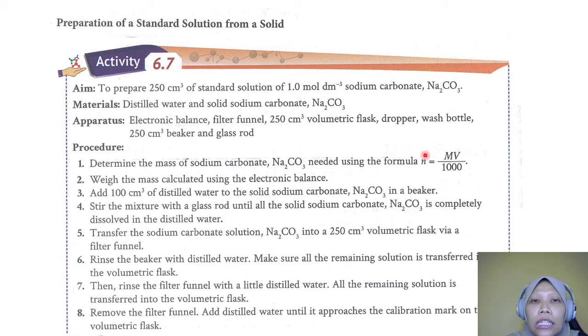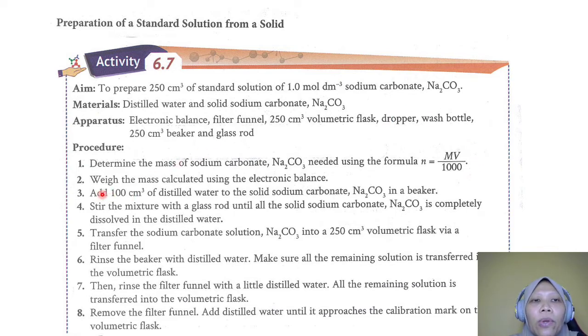Jadi kita akan kira number of mole dulu untuk sodium carbonate using formula MV bahagi 1000. Lepas itu barulah kita kira, determine the mass. So what is the formula yang kita perlukan? Ingat lagi dalam chapter 3, iaitu mass sama dengan number of mole kali RMM ataupun relative molecular mass untuk sodium carbonate. So, dari mana nak dapat number of mole? Daripada formula yang tadi. Kita dah kira number of mole, masukkan dalam formula untuk carikan mass.